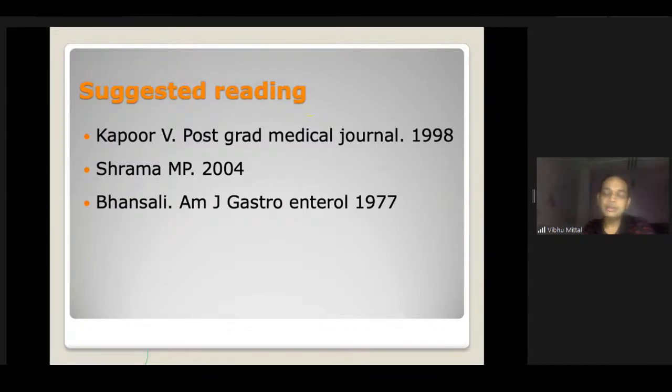I'll suggest the postgraduates be aware of these three papers from India, starting from Bhansali, American Journal of Gastroenterology, 1977. He described around 300 cases, and many of the things I've spoken about here are from that paper. There are two other good reviews, from Dr. V. Kapoor, Sanjay Gandhi Institute, Postgraduate Medical Journal, 1998, and another. They describe the epidemiology of abdominal tuberculosis in India in a quite comprehensive way.